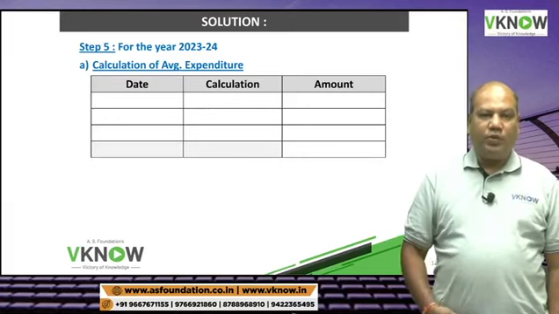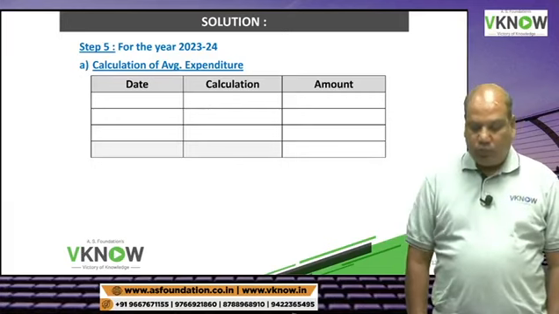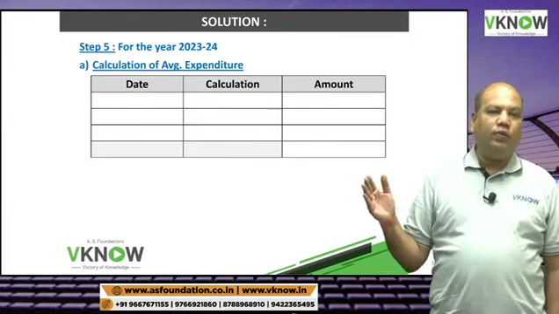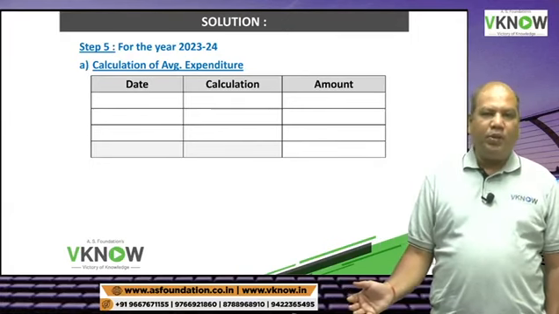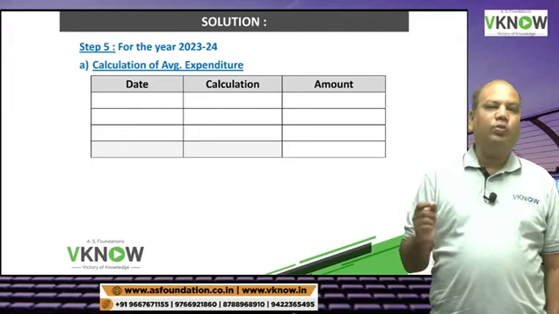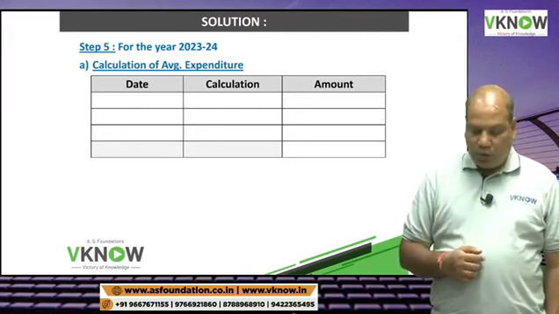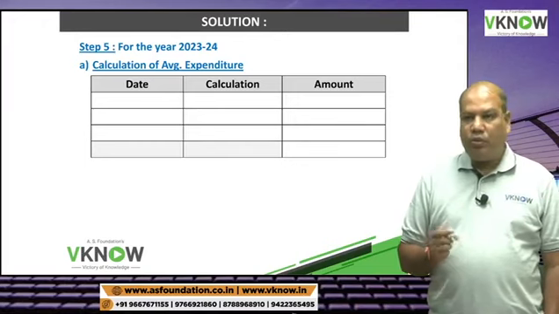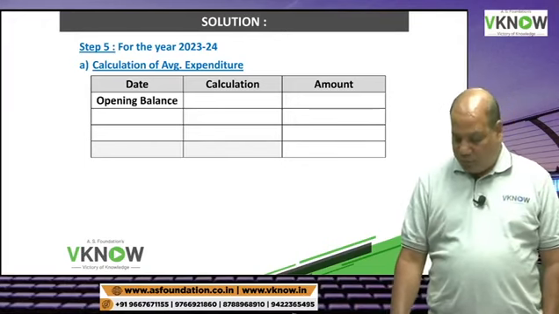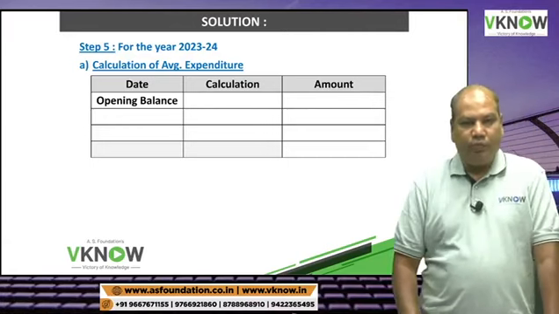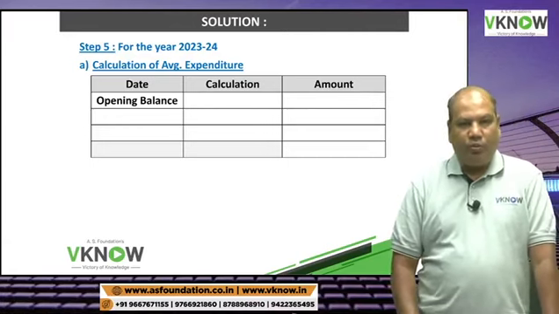Calculation of average expenditure. Either you can follow average expenditure method or you can calculate borrowing cost for each item. Date, calculation, amount. Date column, opening balance.